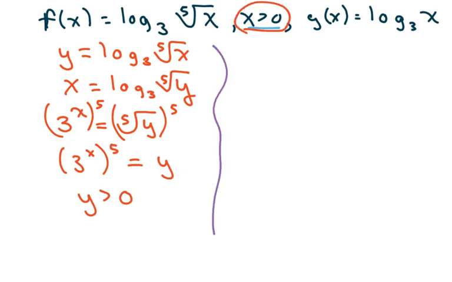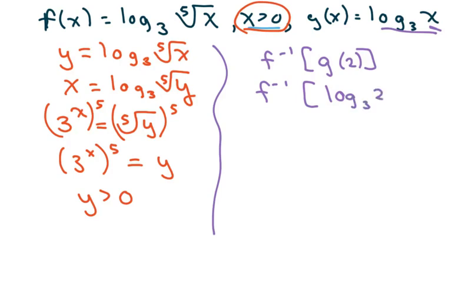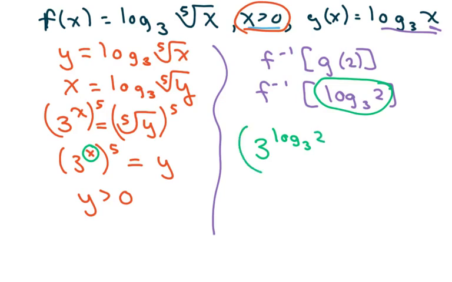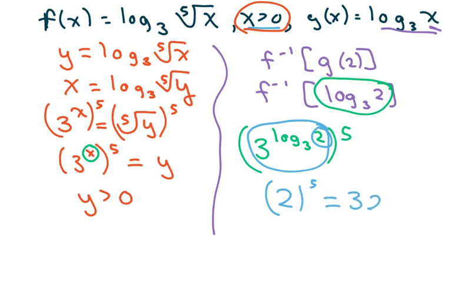And now we need to do f inverse composed with g of 2. G of 2, we're just plugging in 2 to this x here. So we get log base 3 of 2. And then we're just going to take this and plug it into my x here. So we have 3 to the log base 3 of 2, raised to the 5th power. Again, this here is just 2. So 2 to the 5th power equals 32.